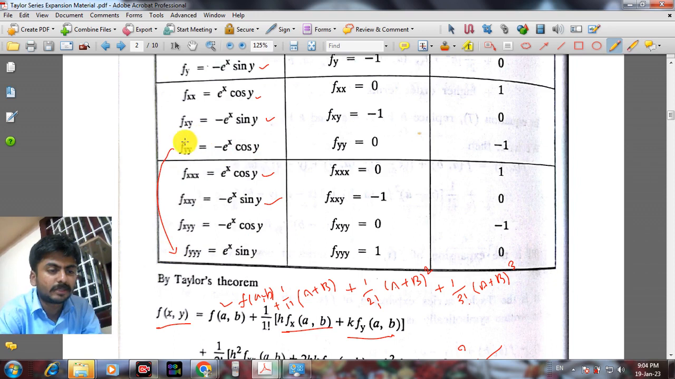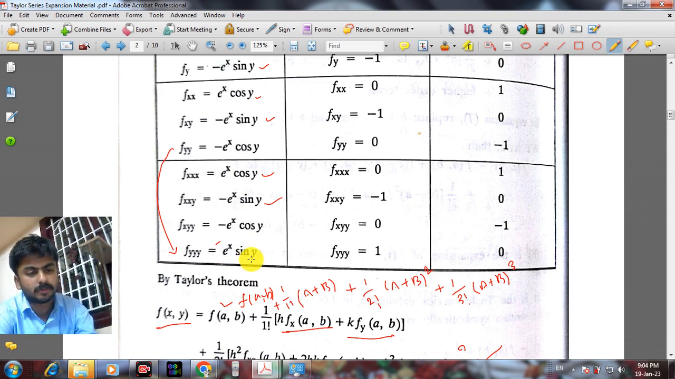So when I am differentiating f double y with respect to y, e power x is constant, and the differentiation of cos y is minus sin y. So already there is a minus here, so minus of minus will become plus. So we are having plus e power x sin y.